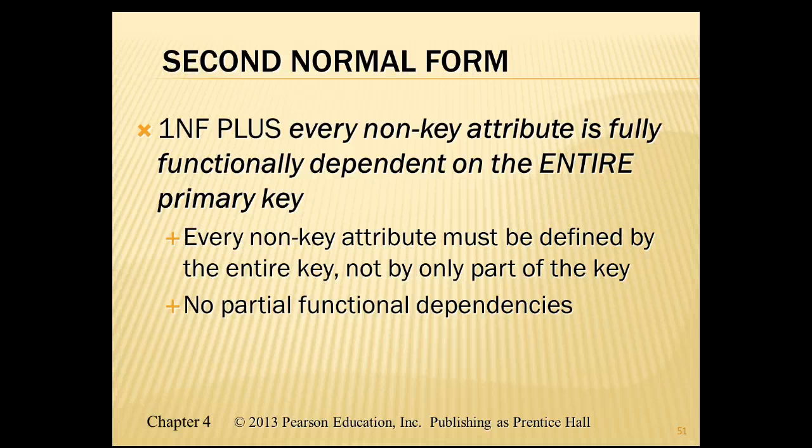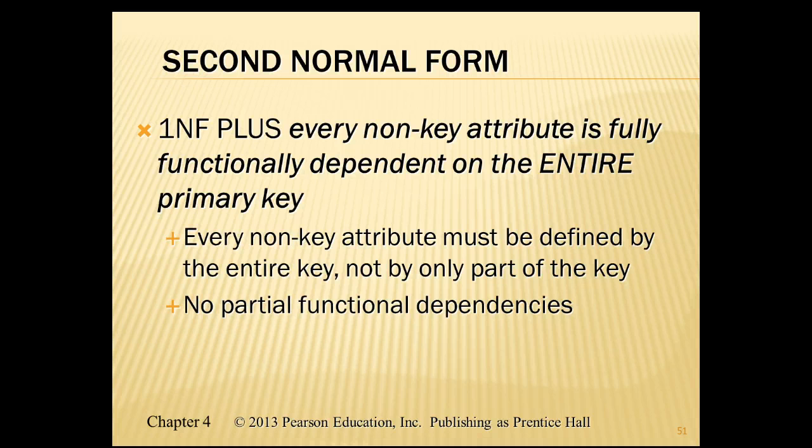So once we achieve first normal form, the next step obviously is second normal form. And second normal form is first normal form in addition to every non-key attribute being fully functionally dependent on the entire primary key, and we'll see how that works in one of the figures here in just a moment. Additionally, every non-key attribute must be defined by the entire key, not by part of the key, and then no partial functional dependencies, and we'll see that in just a moment.